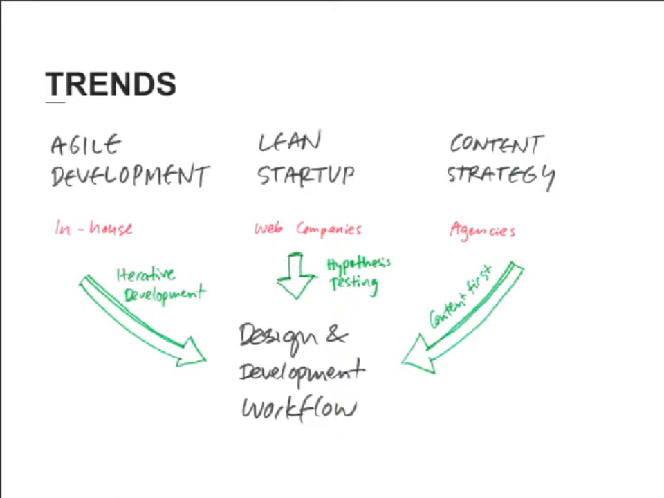They all come from their particular environments, so they all have their own literally separate backgrounds. So agile development is mostly done in-house, I think. And lean startup clearly comes from web companies, from the whole web startup scene that is happening, especially in the Silicon Valley. And content strategy is mostly relevant in agencies, where you have sort of traditional communication agencies, where the focus is on the content and marketing. And so we have all these trends, and I think they all influence how we actually design and develop, and how we actually do the work, our workflows, how we work.